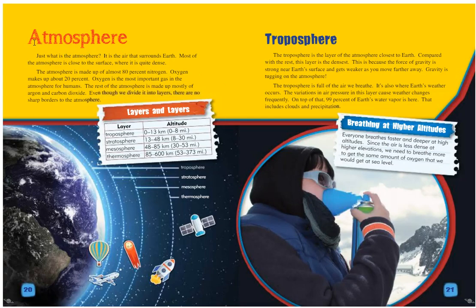So that was the hydrosphere. On to the third sphere today, that being the atmosphere. Just what is the atmosphere? It is air that surrounds Earth. Most of the atmosphere is close to the surface, where it is quite dense.